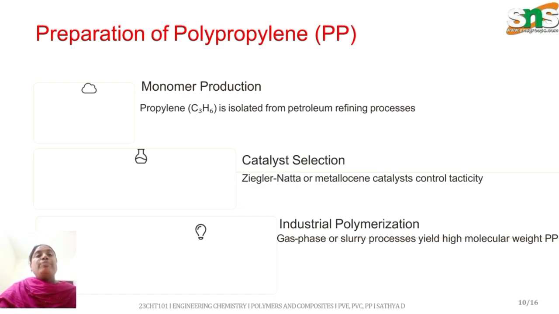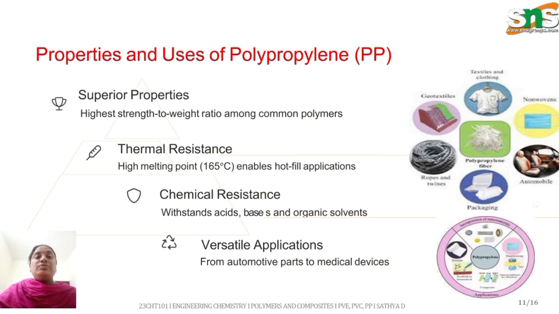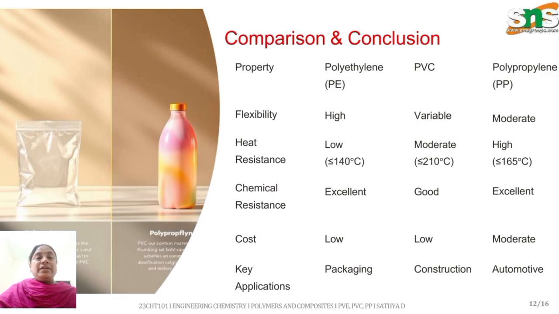Now polypropylene. Propylene is isolated from the petroleum refining process, followed by catalytic selection. The Ziegler catalyst is chosen to control the process, and industrial polymerization uses bulk and slurry processes to give high molecular weight polypropylene. Its properties are superior thermal resistance and chemical resistance, and it has versatile applications. It is used for automobile parts and medical devices.